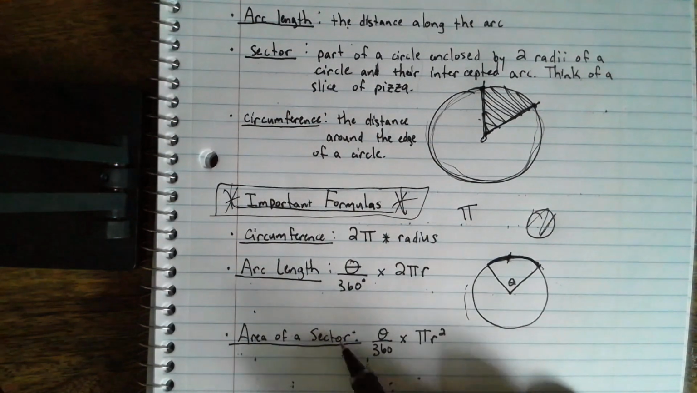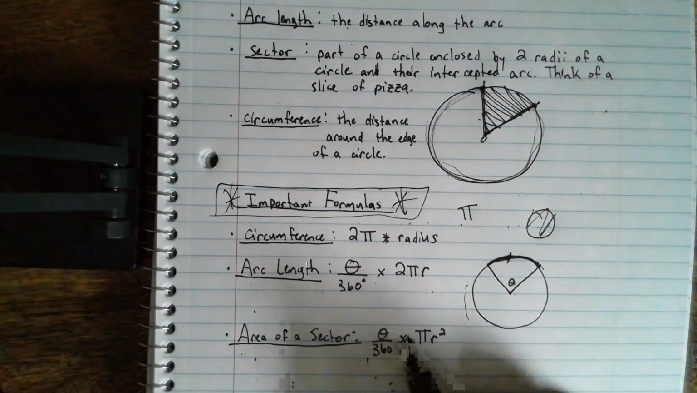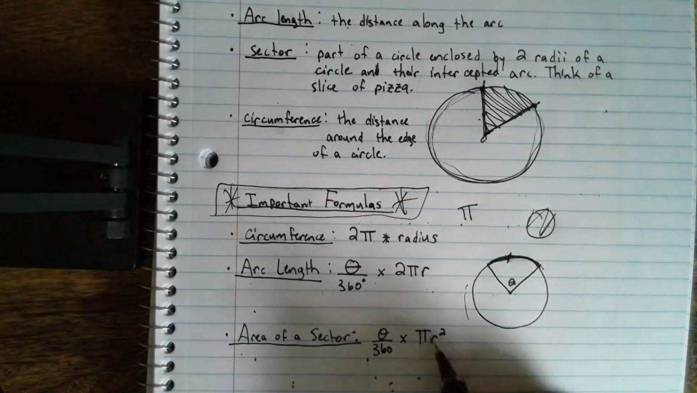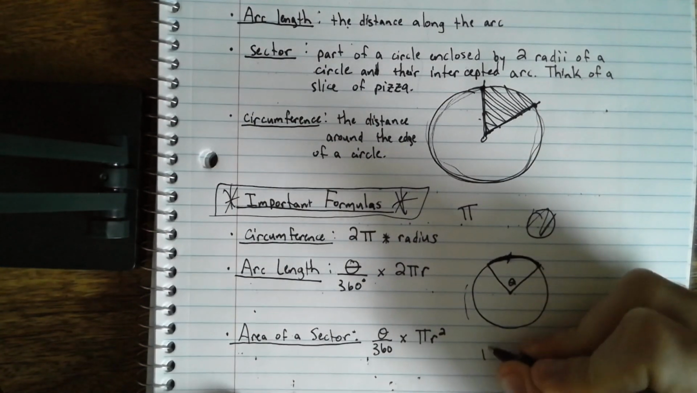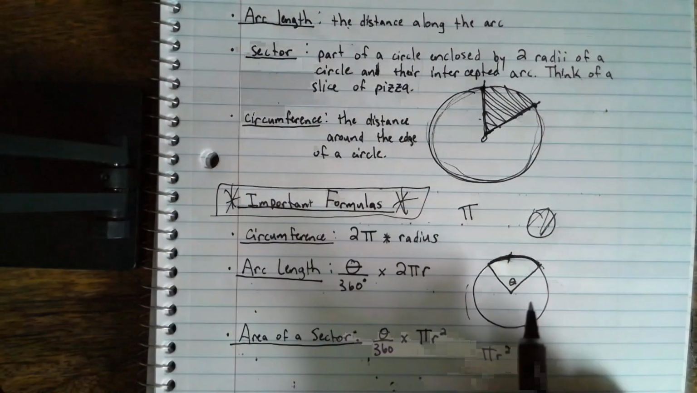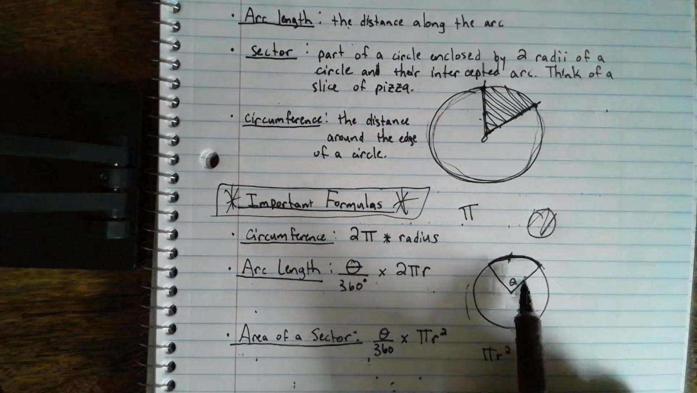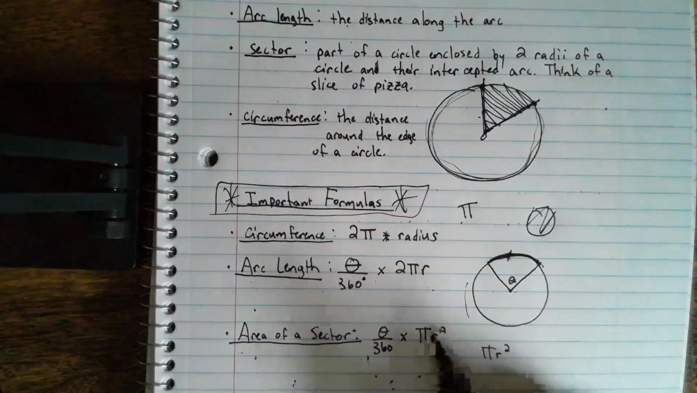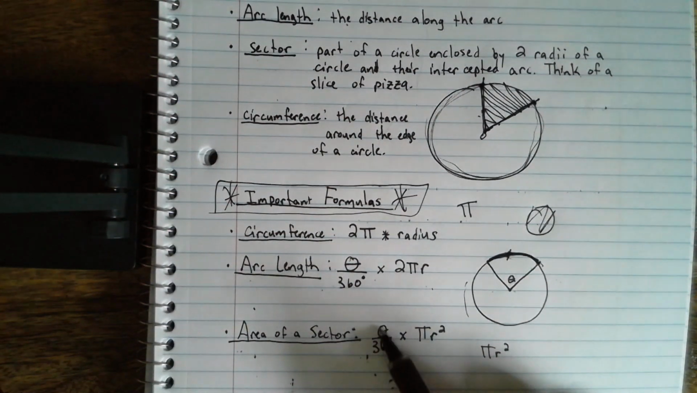The area of a sector, the formula is theta over 360 times the area of a circle. We remember the area of a circle is pi times the radius squared. So to find the area of a sector of the circle, it's going to be pi times r squared times this theta over 360. We'll do some examples.